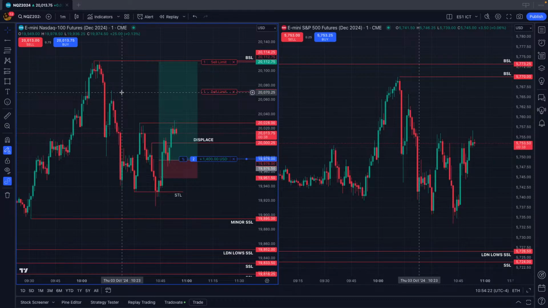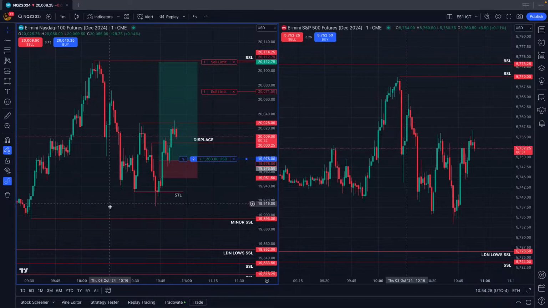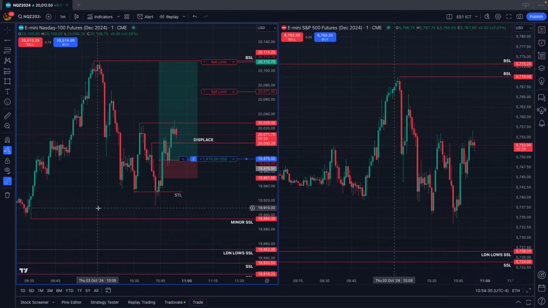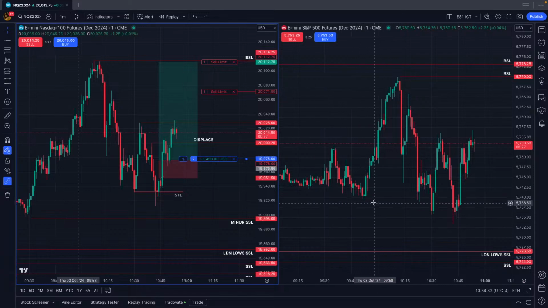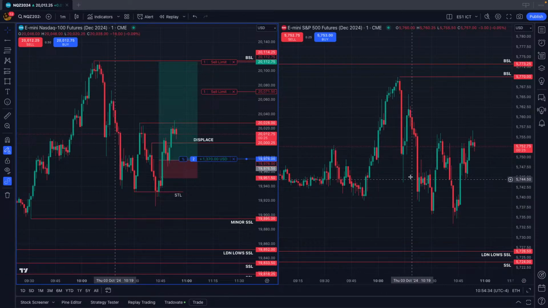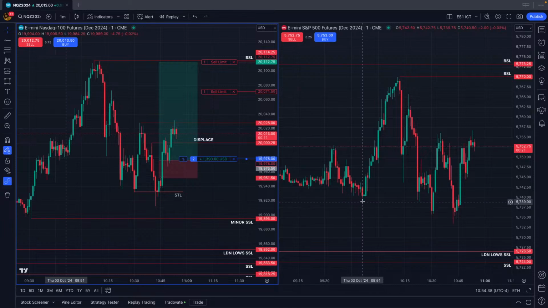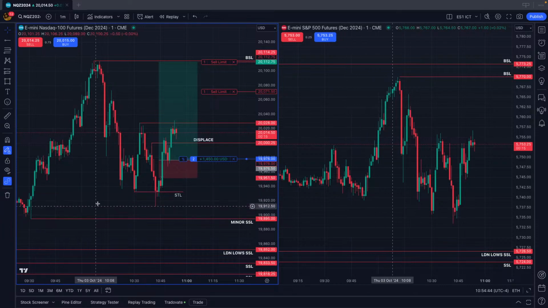I certainly will explain why I was looking for longs. You can see, okay, people are looking for minor sell side to get taken out. However, they don't see that it's already been taken out on ES. So we've got a higher time frame SMT. The minor sell side's already been swept on ES, therefore it kind of validates it for NQ as well. We don't need to see a level of London lows get swept or anything.